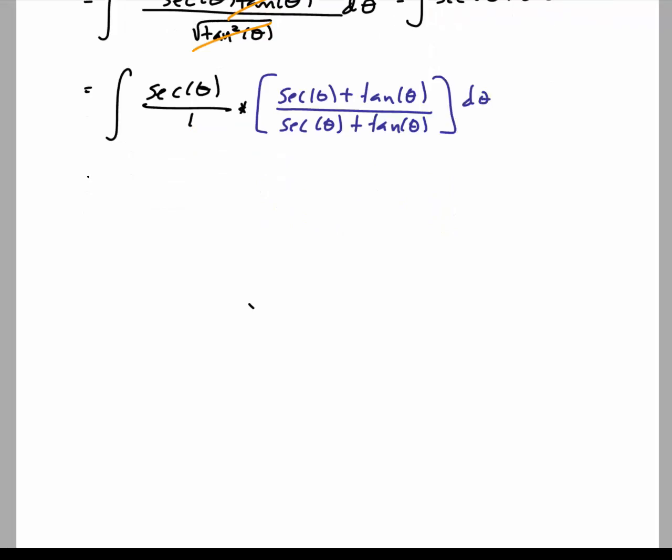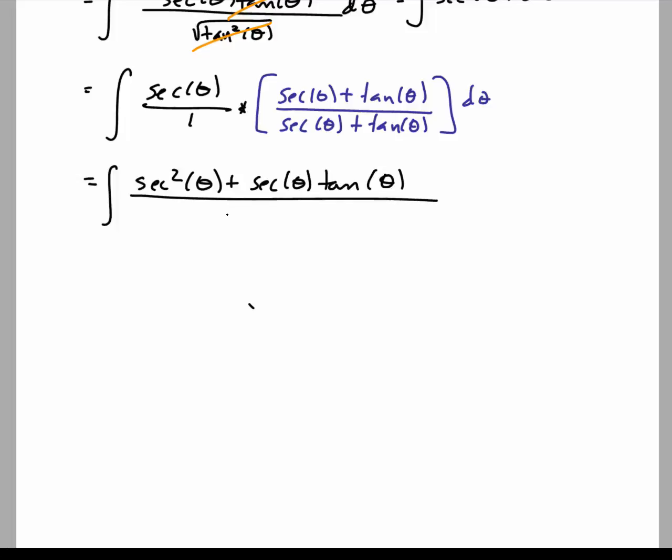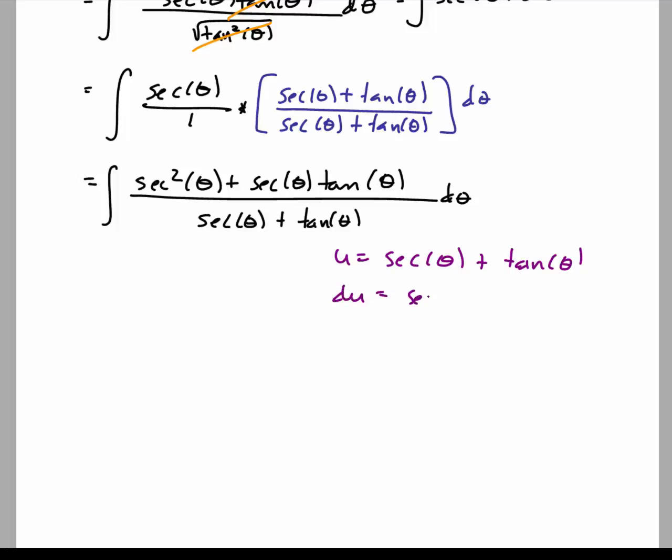So distributing in my numerator, I get secant squared theta plus secant theta tangent theta. And then my denominator would just be secant theta plus tangent theta. So what we would do is use a u-substitution now. u is my denominator, secant theta plus tangent theta. du, the derivative of secant is secant theta tangent theta.